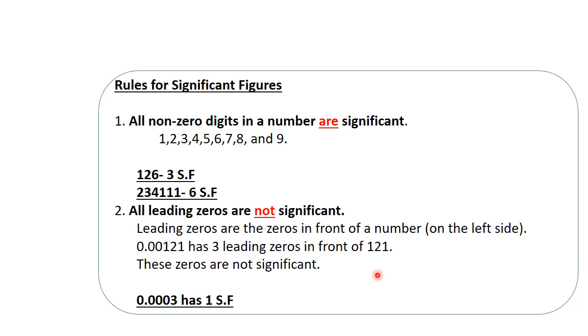So what about this number, 0.0003? Again, all these zeros, which are leading zeros, are not significant, which means it only has 1 significant figure, which is the 3.